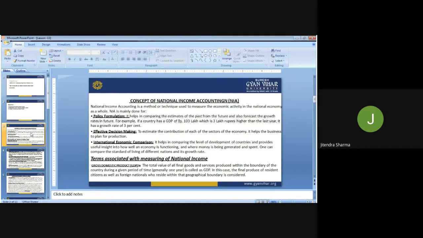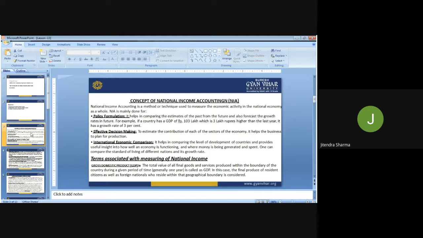Then, effective decision making: to estimate the contribution of each of the sectors of the economy. It helps business to plan for production. It means on the basis of the growth, the national income, or the GDP, we can plan what kind of policy and what kind of decisions are required to uplift the income of the society. On the basis of the data, we can decide what kind of decisions are required to ensure the growth which we have decided for the country as a whole.